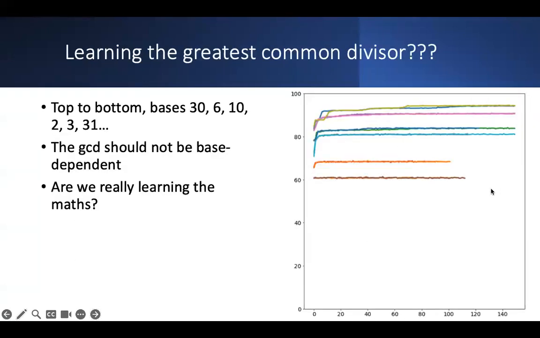Yeah, sorry. If you go on and 10, you got 30, 6, 10, 2, 3, 31. So the result is different depending on the encoding of the base. And this is strange, GCD should not depend on how you encode the number. It's a property of the integers.